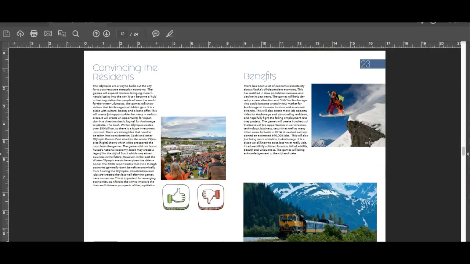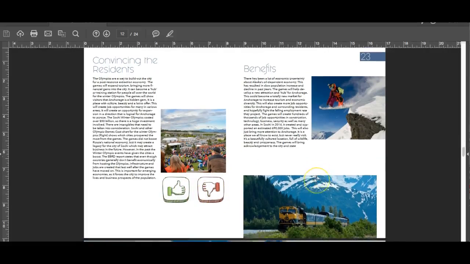Nice. Again, I love this. This is so playful. This is great. I love it. Good addition right there.